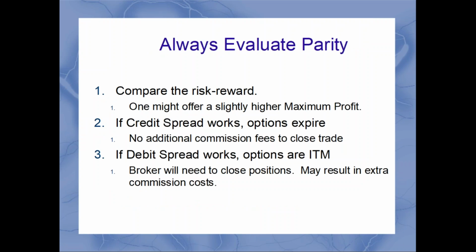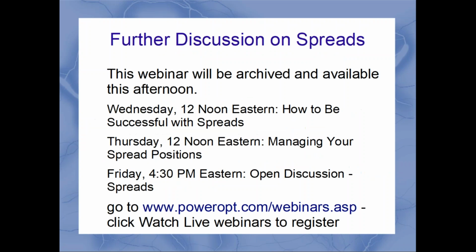In my opinion, I encourage you to always evaluate the parity. 41% of you are fond of doing the bull put credit spreads. That's your preferred method. There's absolutely nothing wrong with that. Don't get me wrong. But check it against the parity trade. See what the bull call debit will give you. One might offer a slightly higher maximum return. If the credit spread works, the options expire, with no additional commissions. If the debit spread works, your options are in the money, and you're going to need to close the positions.